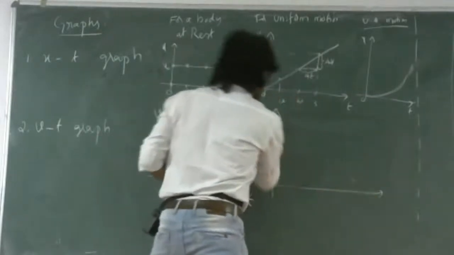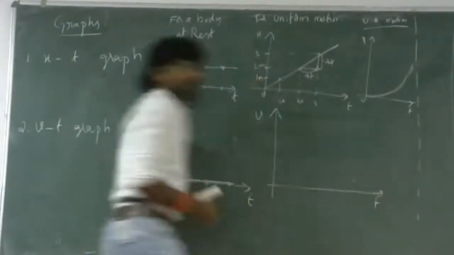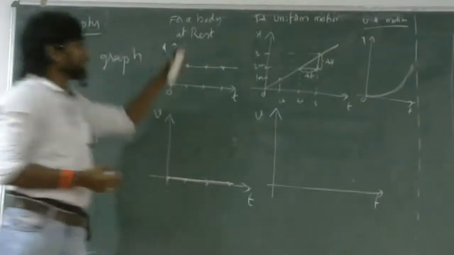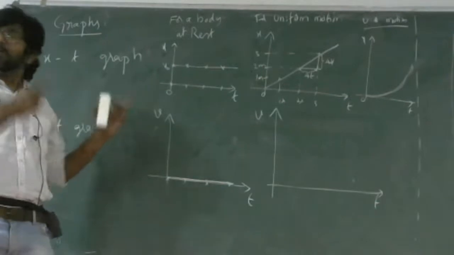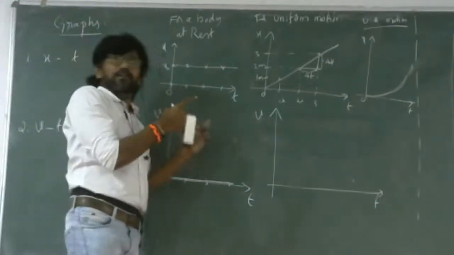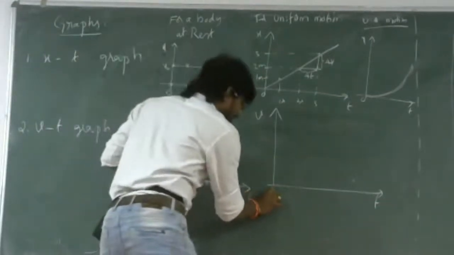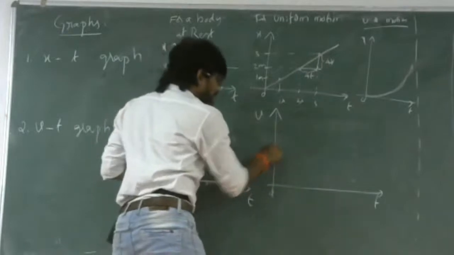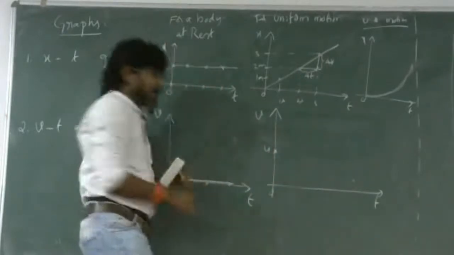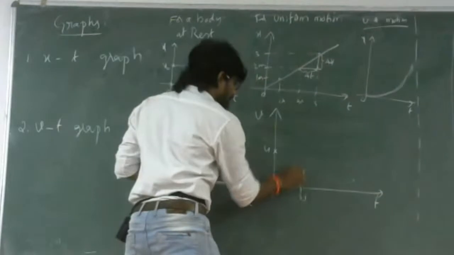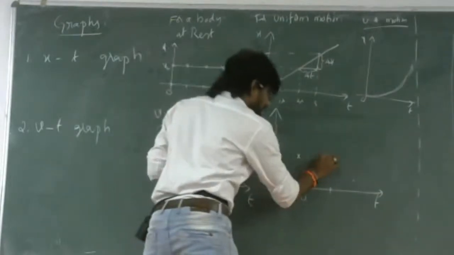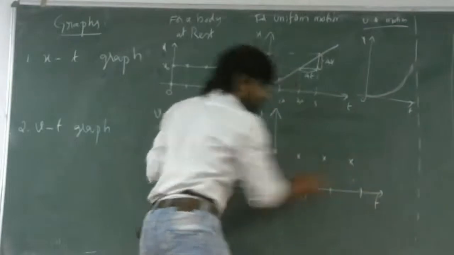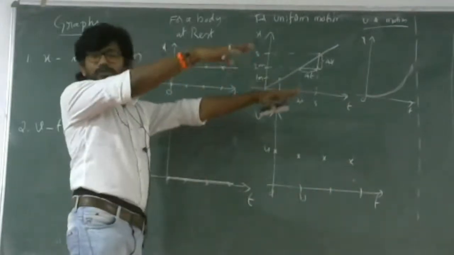Velocity time graph for a body in uniform motion. Uniform motion means what will be uniform? Velocity will be uniform, or velocity will be constant. Uniform means constant. At time t equal to 0, a body will be travelling with some initial velocity u. After 1 second, it will be travelling with the same velocity. After 2 seconds also, and after 3 seconds also, it is moving with the same velocity. Velocity is constant throughout the motion.